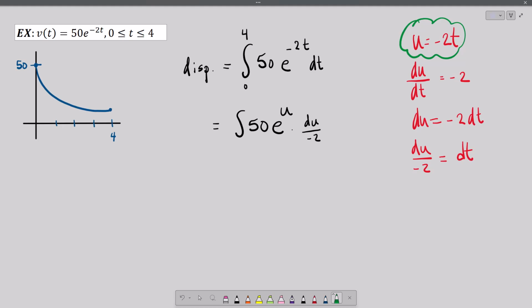So this up here is how we exchange t's for u's. If we have to turn these t values into u values, we come here and say, hey, t is 0. Plug t equals 0 in there, and we get u equals 0. Take t equals 4, plug it in there, and we get u is equal to -8. So now we've got a new variable, u, and limits of integration reflecting our new variable. And we just integrate. Let's do this very slowly. 50 divided by -2 is -25. We come out, and so we're dealing with this.